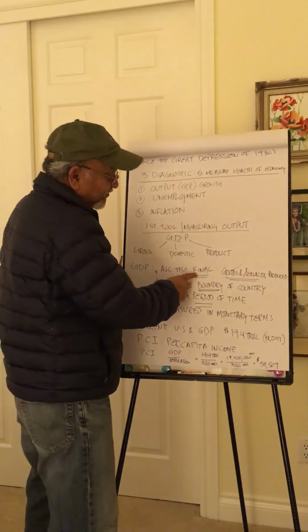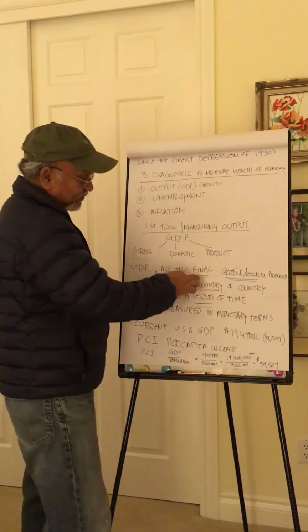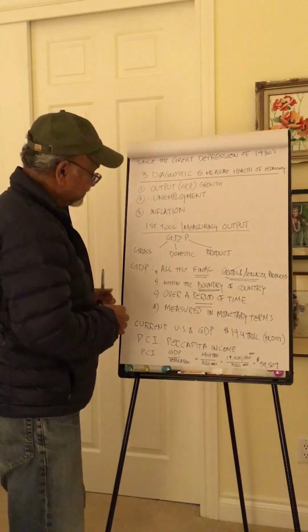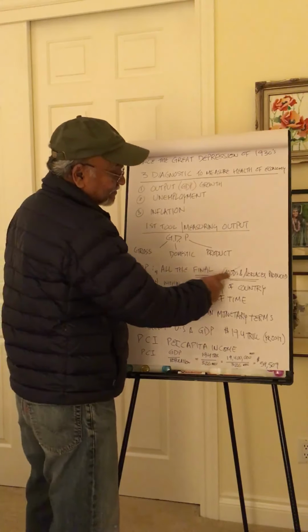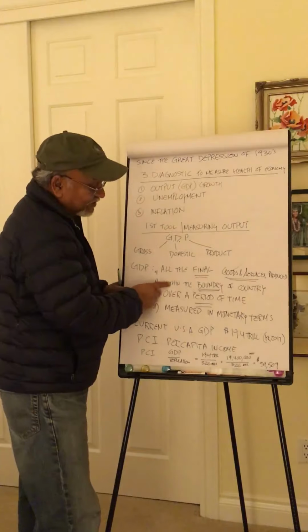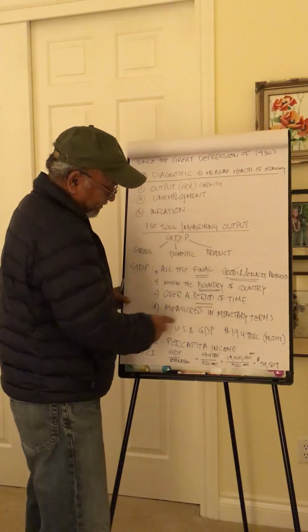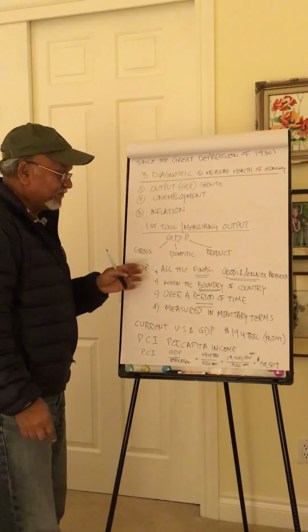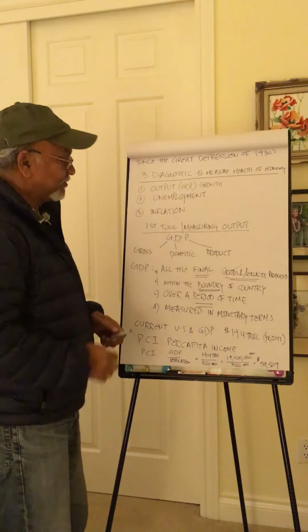GDP is all the final goods and services produced. And I'm going to explain what I mean by final. So again, let's go over the definition really quick. GDP stands for all the final goods and services produced within the boundary of a country over a period of time, measured in monetary terms. Now I'm going to explain every term, everything that is highlighted or double lined. I want to explain it to you.